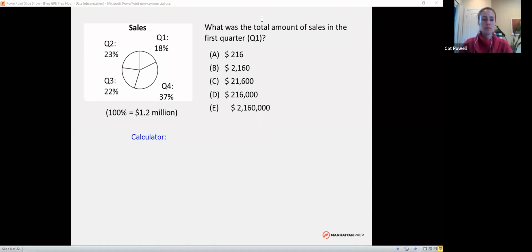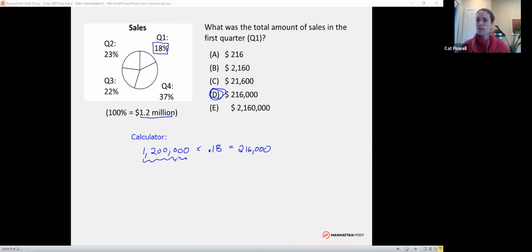Yeah, nice. Remembering it, we have 1.2 million, so I want to add in those zeros like this, and then I just multiply that by 0.18. I convert my percent for quarter 1 into a decimal, and when I do that I get 216,000, and that's answer D. Lots of people were getting that. Being really careful about the zeros is key. I think a common mistake in this problem is to drop one of the zeros off the 1.2 million, so be very careful about that.